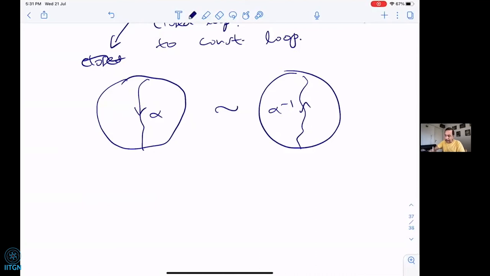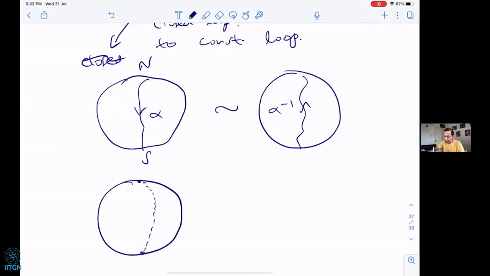So the idea is very simple. With this loop, I'm not allowed to move its endpoints. I can wiggle the loop any way I like. That's a continuous movement, but the endpoints have to stay fixed. So I deform it so that it goes behind the sphere. Same starting point, same ending point. If it was a thread coming down the front, I just move that thread so that it's going down the back of the sphere. I've done nothing, it's continuous.